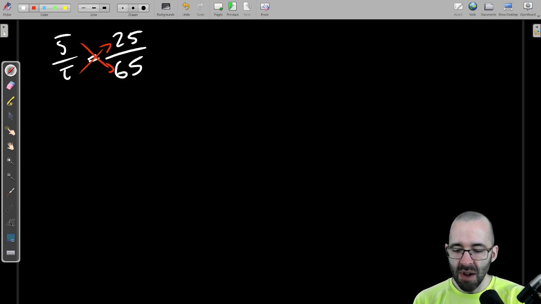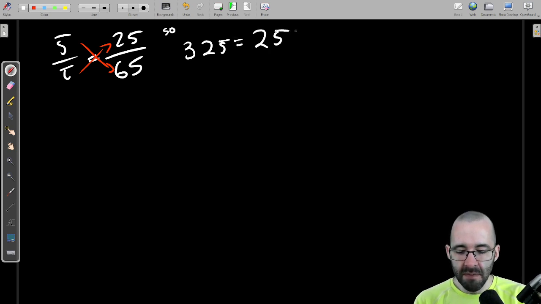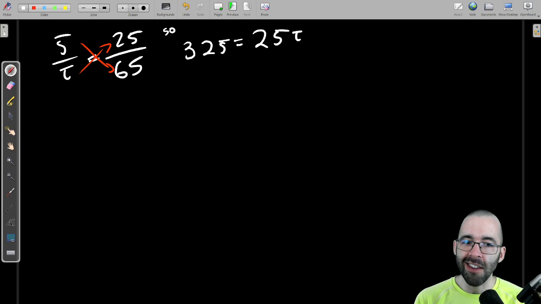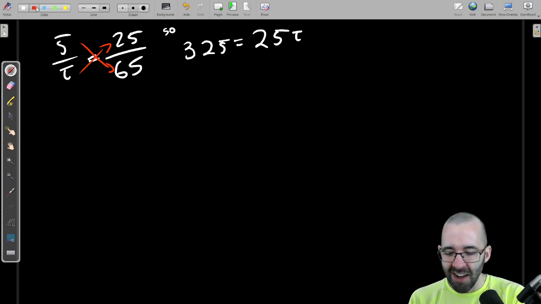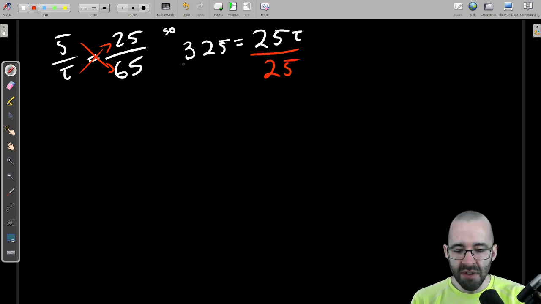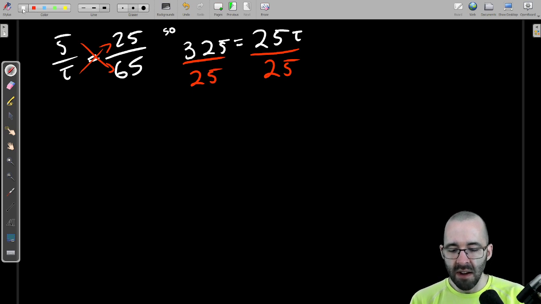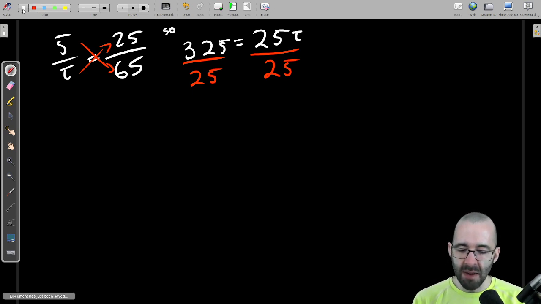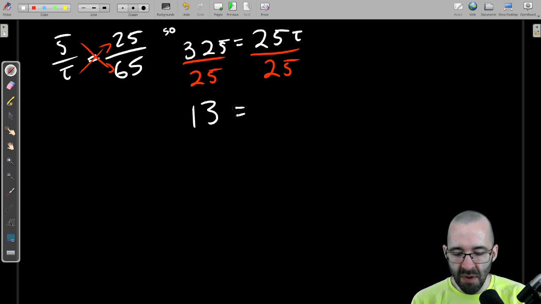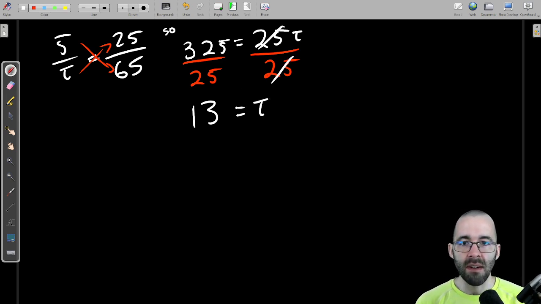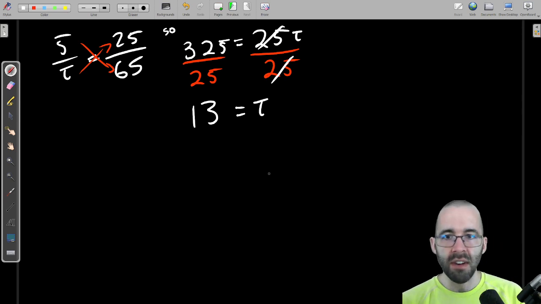We can still cross multiply here. And if we do that, we get 5 times 65, 325 maybe, is equal to 25 times t. We'll check our answer to see if I made a mistake or not. And then we divide both sides by 25 so that we can get the t by itself. The left-hand side, divide that out. I believe that's 13. The right-hand side is going to cancel and just give us that t is equal to 13.